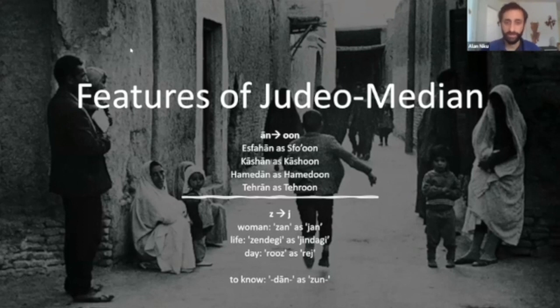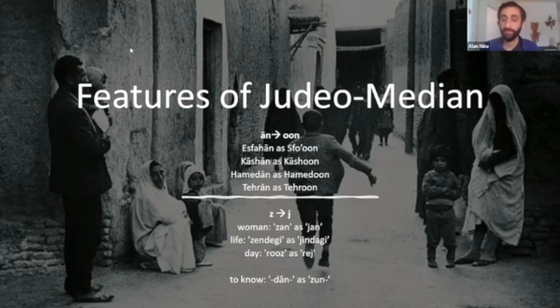One is phonological changes. The sound on in Persian would be un in Judeo-Median, and also in dialects of Judeo-Persian, just because they've been influenced by Judeo-Median. So for example, the famous city of Esfahan, in their own language would be Sfon. Kashan would be Kashun. Hamadan would be Hamadun. Tehran would be Tehrun. It's not just cities, a lot of words have that on becoming un. So non, which means bread, colloquially would be noon.